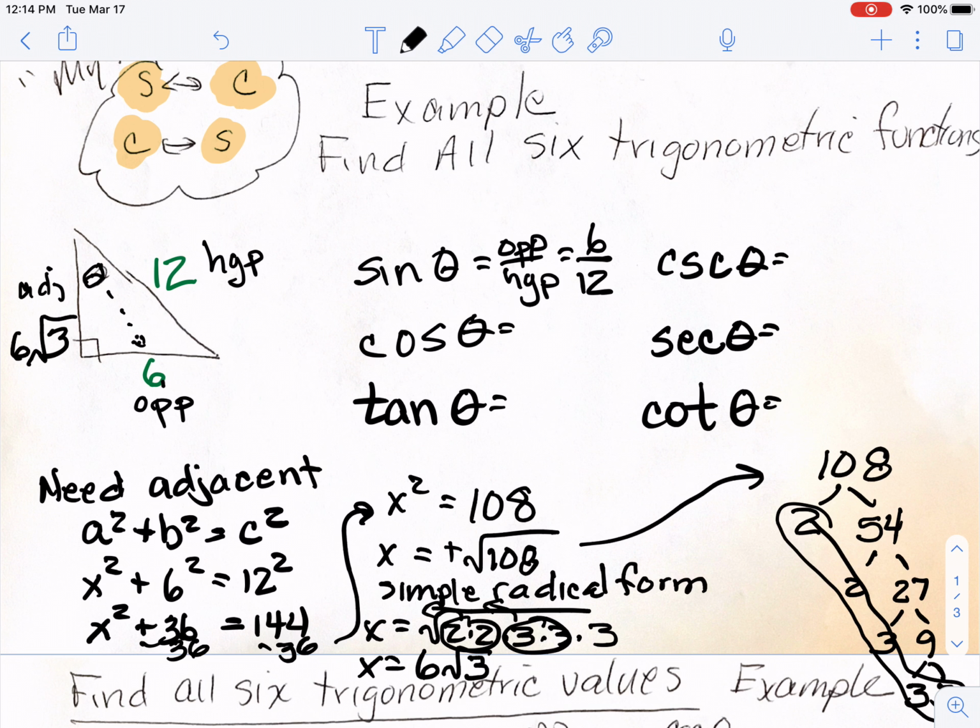So cosine is where we stopped because we needed the adjacent. So now I can go cosine is adjacent over hypotenuse, which is going to be adjacent side is 6 root 3 over the hypotenuse is 12. Tangent is going to be the opposite over the adjacent. So opposite of theta, go back to that theta, opposite is 6. The adjacent is 6 root 3.